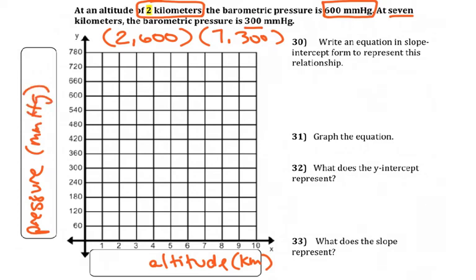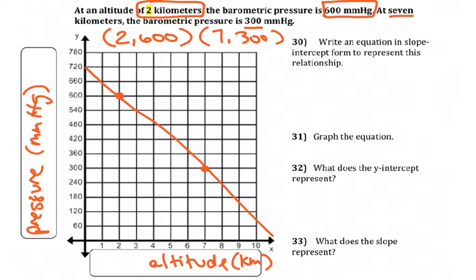When you're doing graphs, you want to represent the unit that it's being measured in, whether it's dollars or millimeters of mercury or whatever. Okay, we can graph these 2 ordered pairs. So if I go to 2 and 600, and then 7 and 300, I can see that the pressure is dropping. So if I was to sketch a quick line like that, it's going to look something like that.